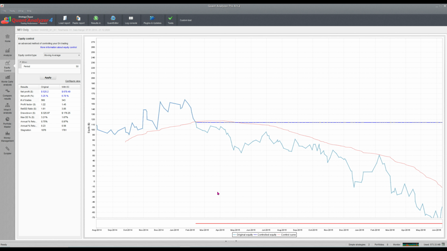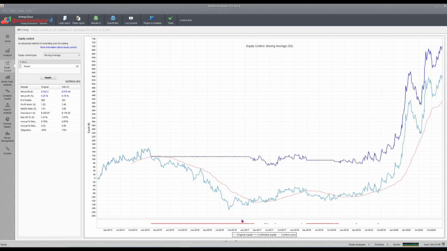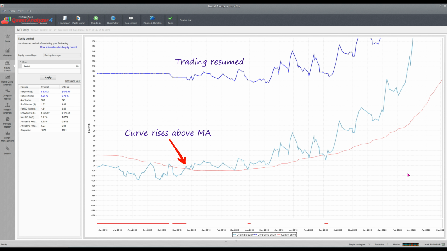at the trade open. If the original equity curve falls below the 50-period moving average, indicated by the red line, trading is paused. The thick red line at the bottom shows when trading has been paused. The dark blue line is the modified equity curve, which takes these pauses into account. Trading is resumed when the equity curve crosses above the moving average.